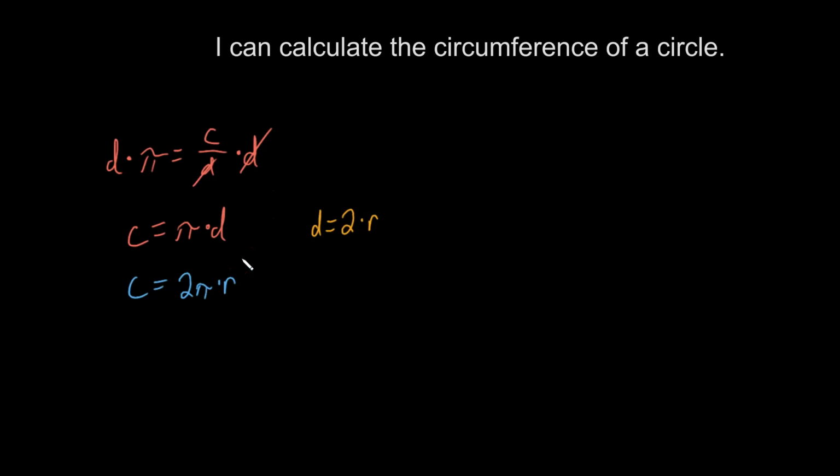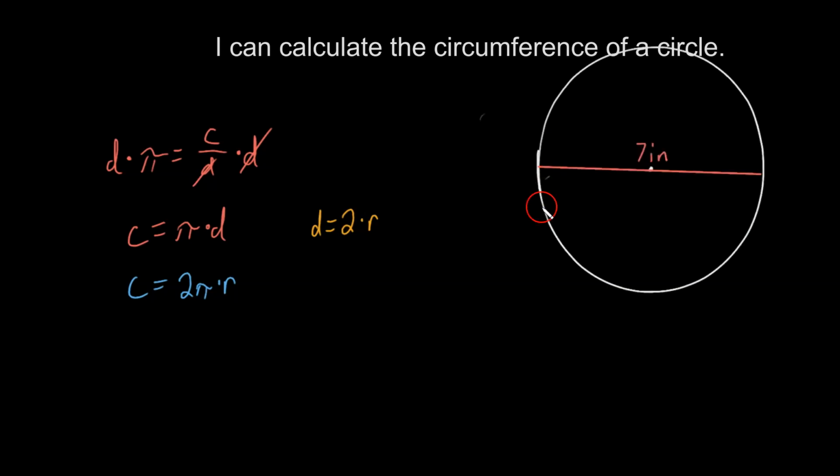So let's look at a couple different examples of one calculating the circumference given the diameter and one calculating the circumference given the radius. So we're given the circle over here, and it's got a diameter of 7 inches. Remember, diameter is going from one side of the circle through the center and to the other side of the circle. And the circumference is the distance around the circle. So in this problem, we're given the diameter, so we're going to use this formula right here.